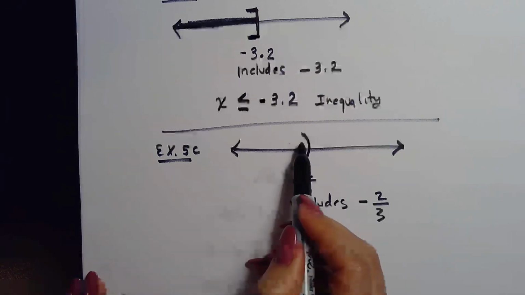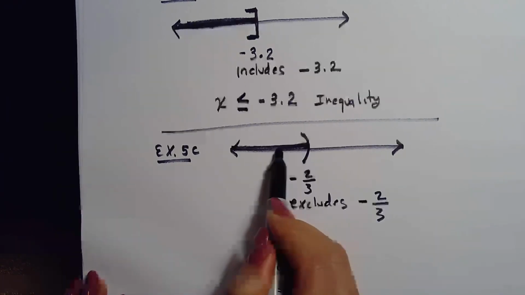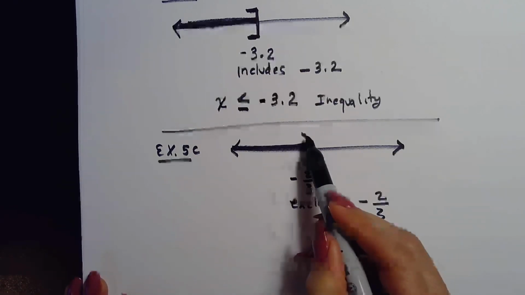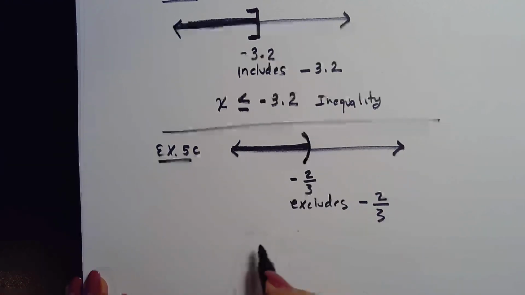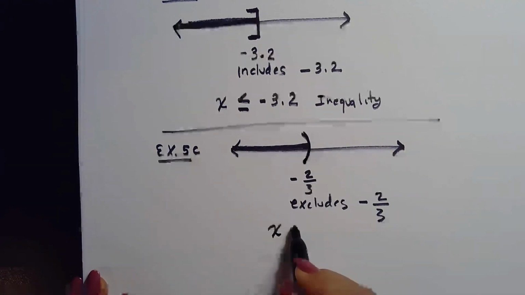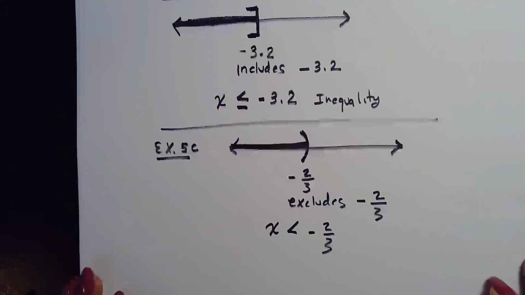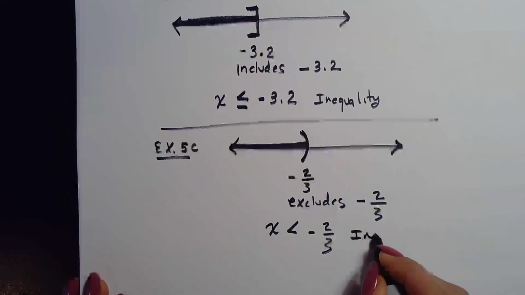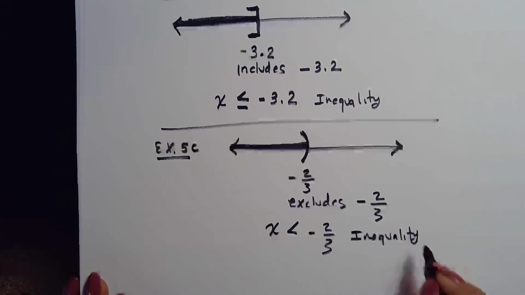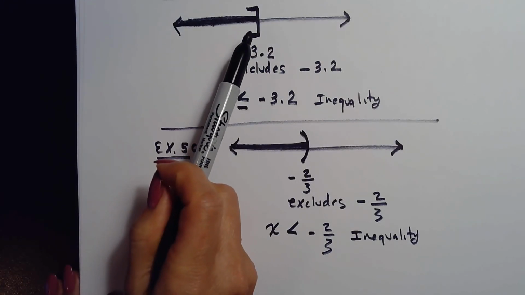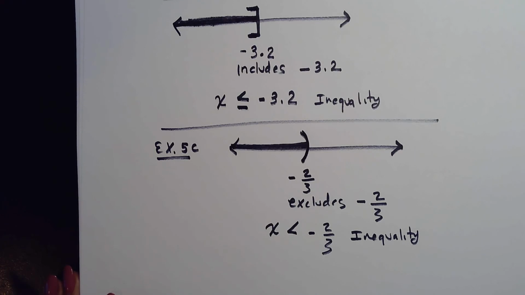And it is also shaded towards the left. So the inequality here is less than, but we're not going to write less than or equal to because it has the open parenthesis. So it's x is less than, just less than, negative 2/3. So it will not include it. This is the inequality. So remember, if the parenthesis is closed, it's included. If it's open, it's excluded.